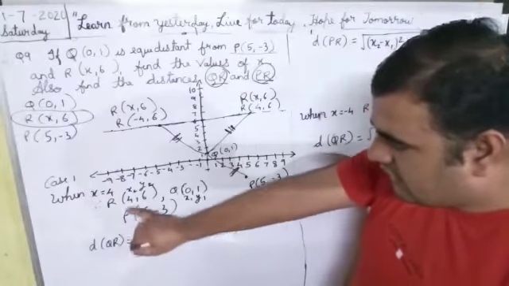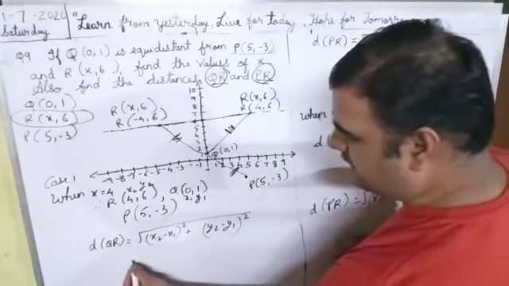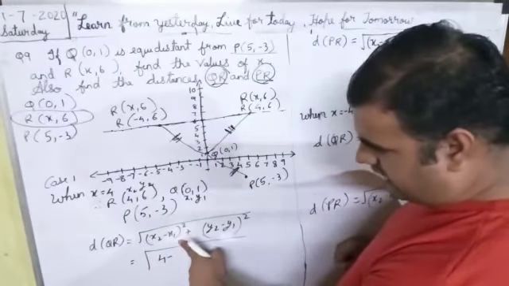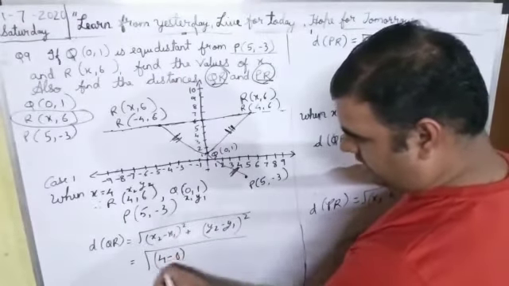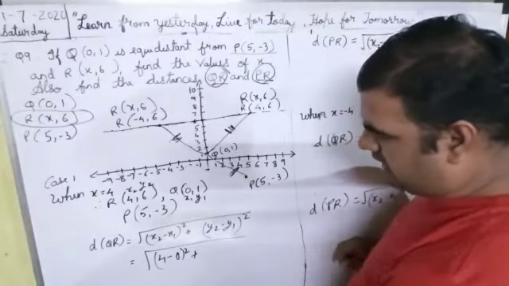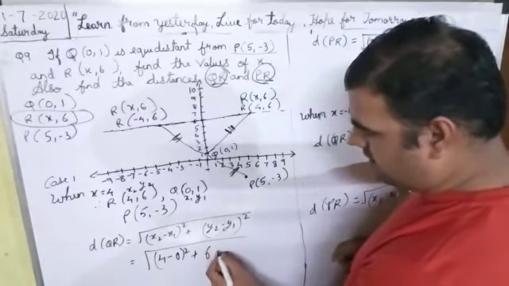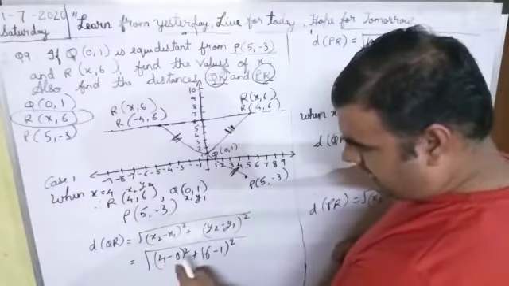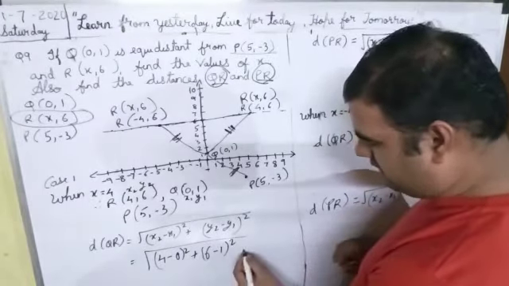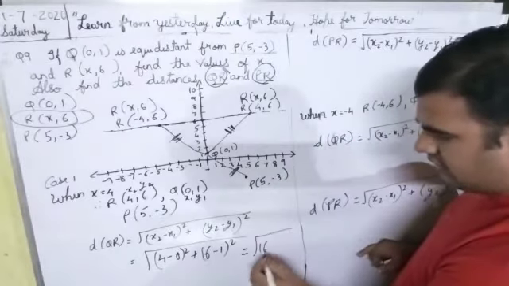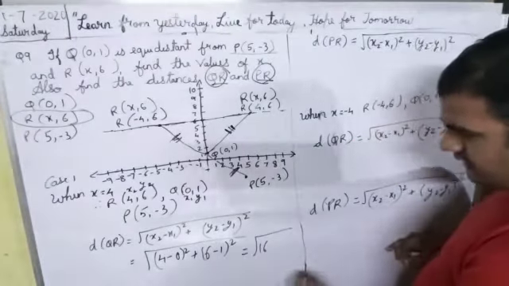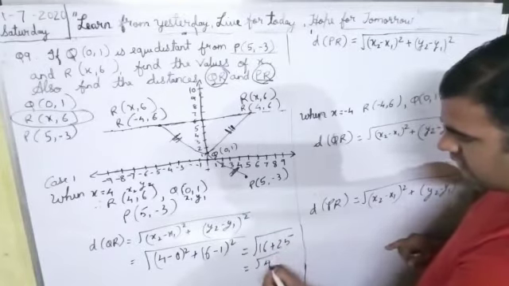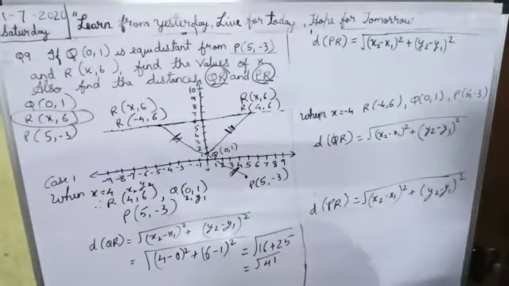So QR, x2 is what? 4, so 4 minus x1, x1 is 0, square, plus y2 is 6 minus y1 is 1. Now we will solve this. 4 minus 0, so 4 square is 16. Then 6 minus 1 is 5, 25, and if we add it we will get root 41. So we got root 41.